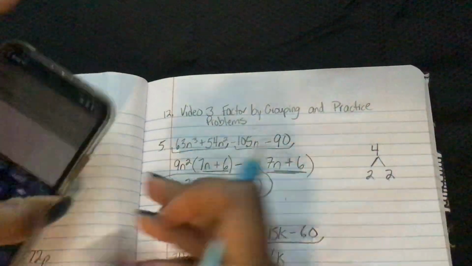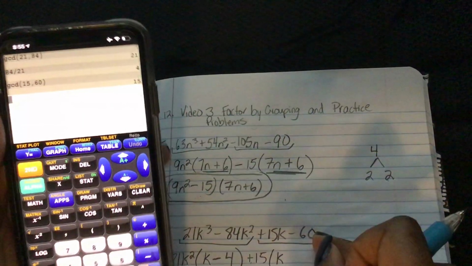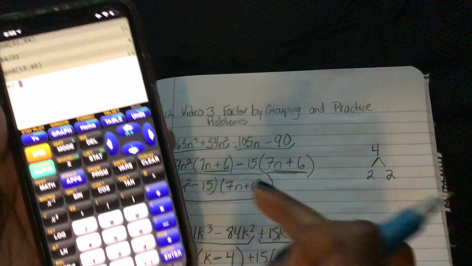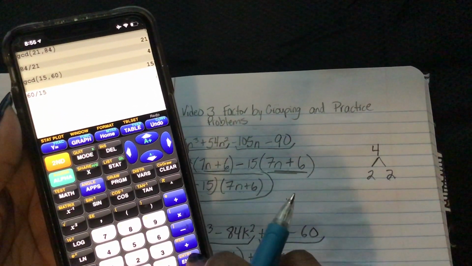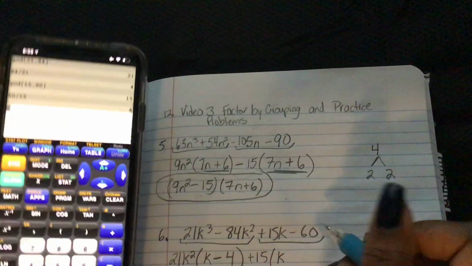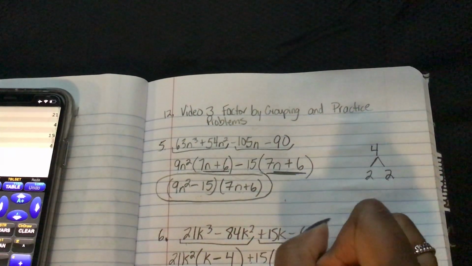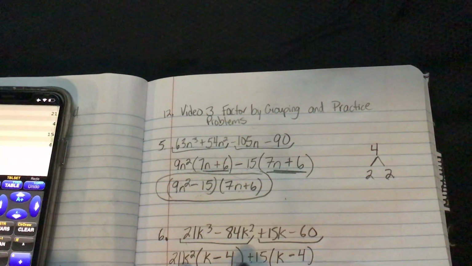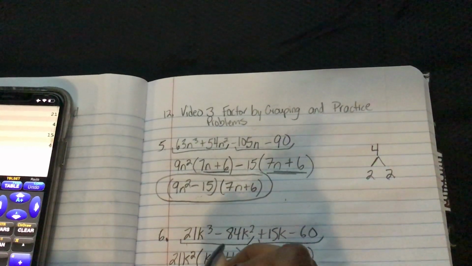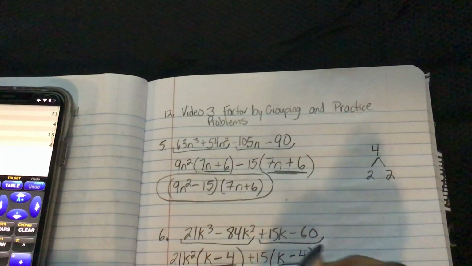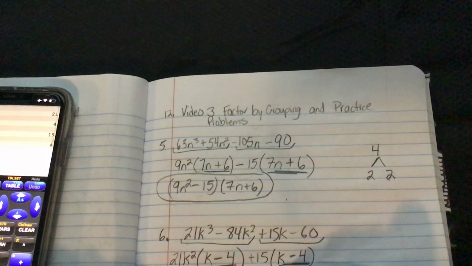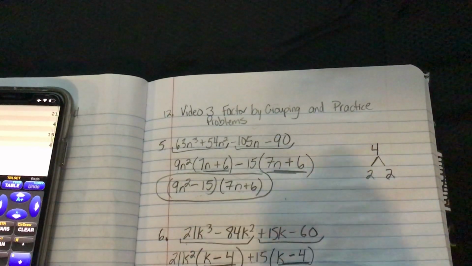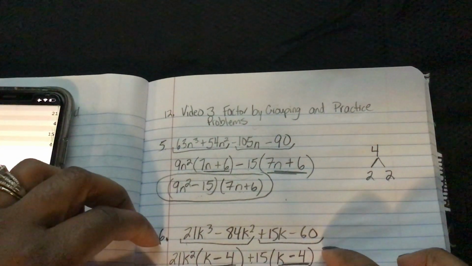We do the same thing here. Some of you can do that in your head, but if you can't remember, you can type it in: 60 divided by 15. Do you see that? That gives you 4, so this is going to be minus 4. Again, these two terms are being multiplied by the same binomial. If it wasn't the same binomial, you'd have to keep this as the answer. You'd have to stop right here.